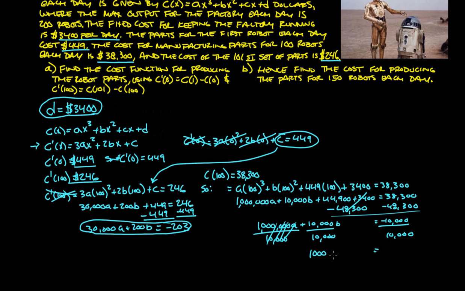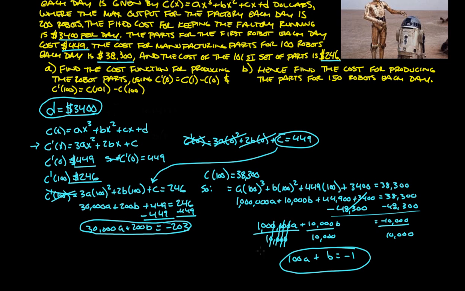Oh, I missed one. This one here goes with that. All right, I just went back and redid it. So that gives us our 100A plus B is going to equal -1.